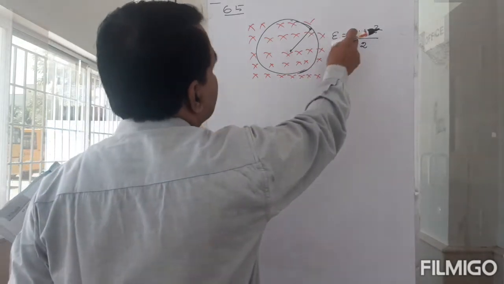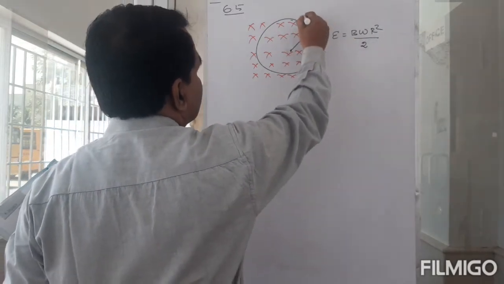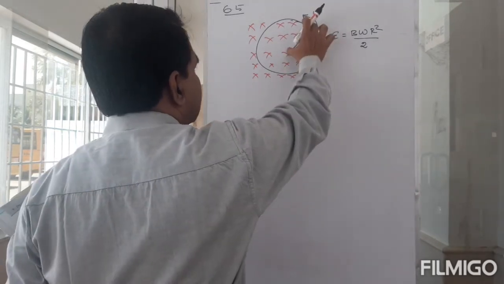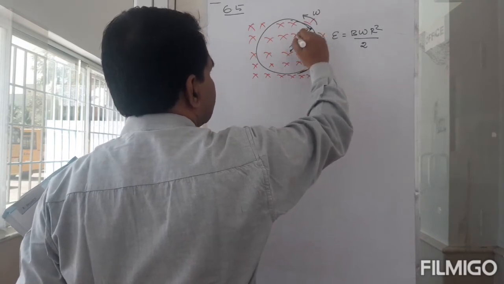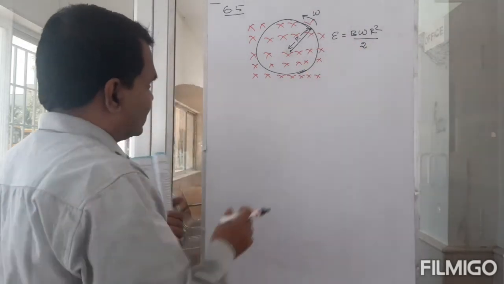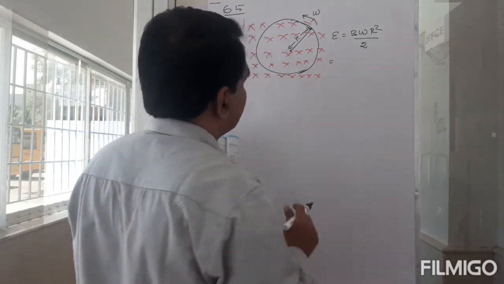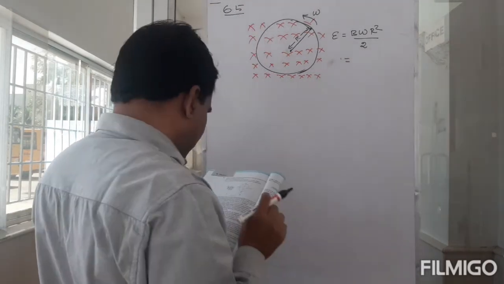So B is the field strength and omega is the angular velocity of this rod. Then r is this radius, which is actually the length. This is r. If it is 1 meter length, then that is what it is by 2. So that's very easy to do. It's a straightforward application.